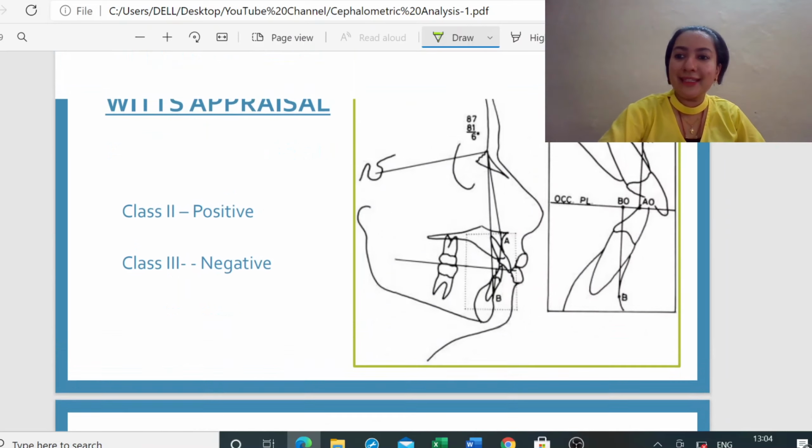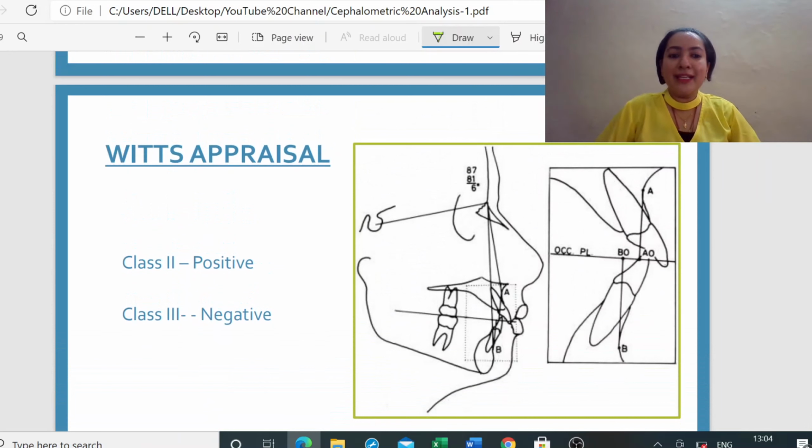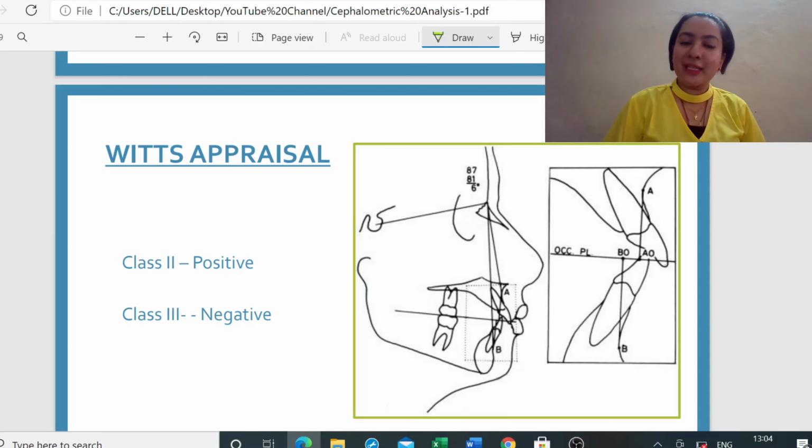The next analysis, which is very, very simple, is your width appraisal. Okay, maybe you have done it in your graduation days, or maybe you have not. In case you have not, it is very important that you know it now, because it can be asked in your NEET MDS entrance examinations. Okay, so we'll see what width appraisal is. It is very simple. There is just one fundamental to it.